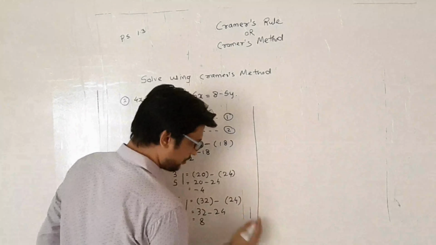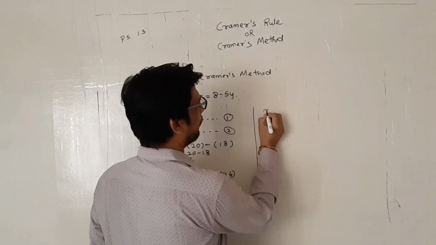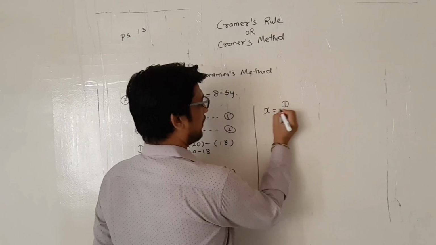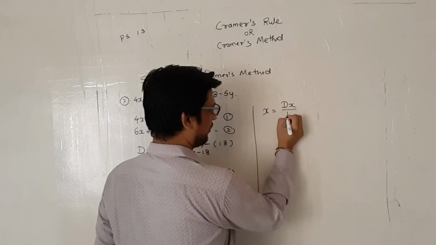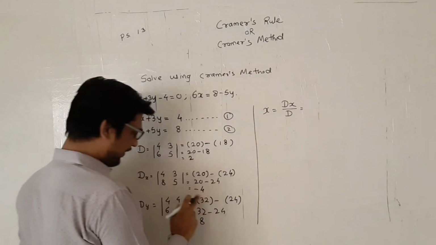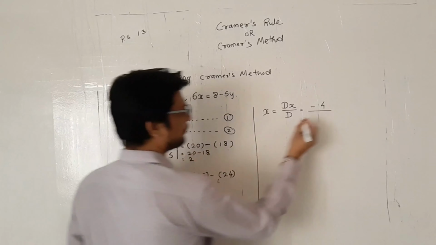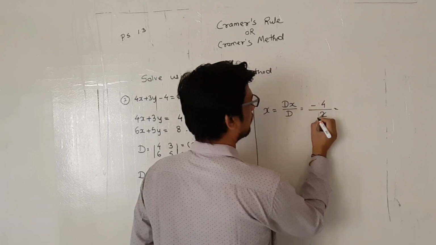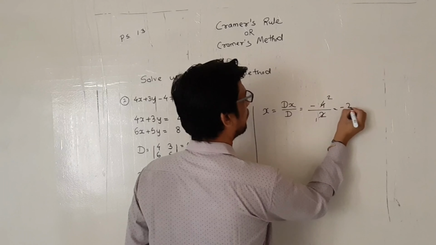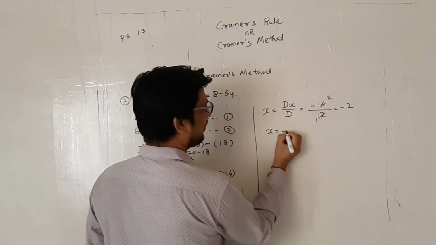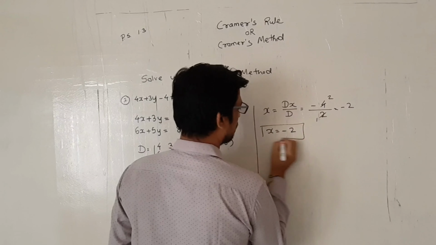So how to find x? The formula for x is defined as x is equal to Dx upon D. And the value of Dx is what? Minus 4 upon 2. 2 twos are 4, minus 2. So I got the value of x as minus 2.